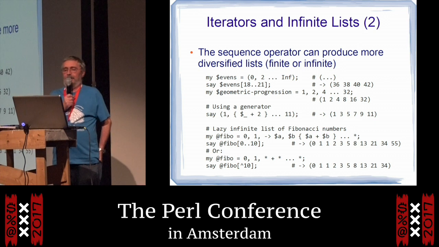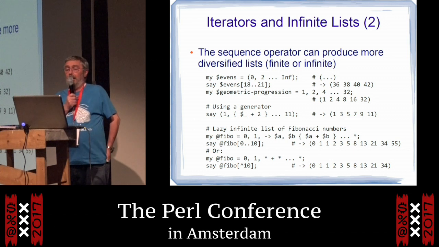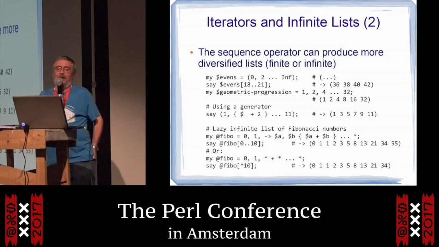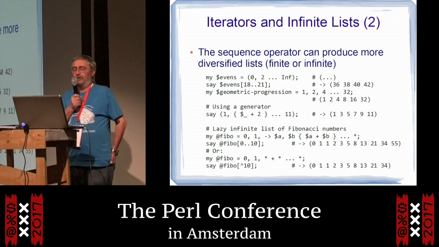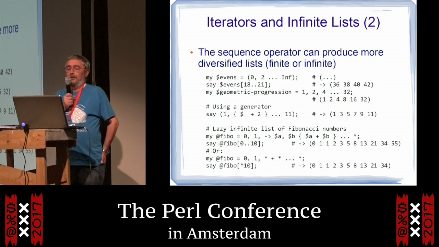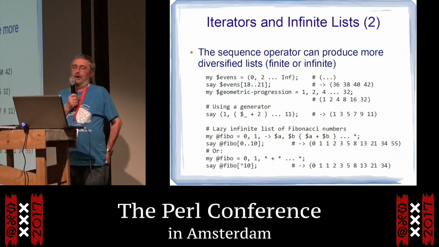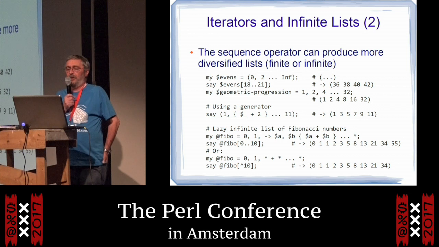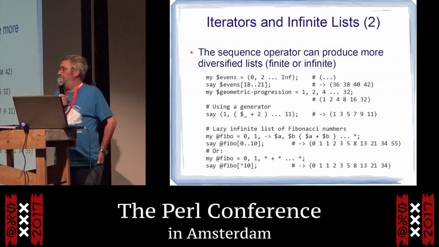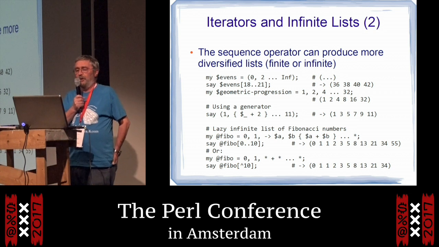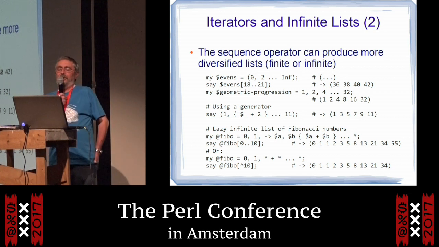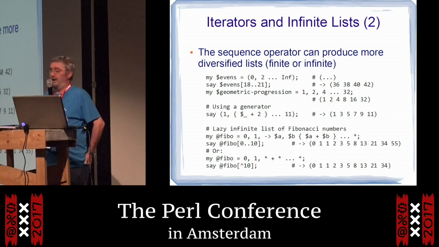Perl 6 has a sequence operator, three dots, which allows you to create a list in a more diversified way. So the example is how to create a list of even numbers. Well, what you do is you start the list with two values, then you put the three-dot sequence operator, and you let it go to infinity. And Perl will look at that, will see that the first value is 0, the second value is 2, and will figure out that the next value should probably be 4, and then 6, and so on.